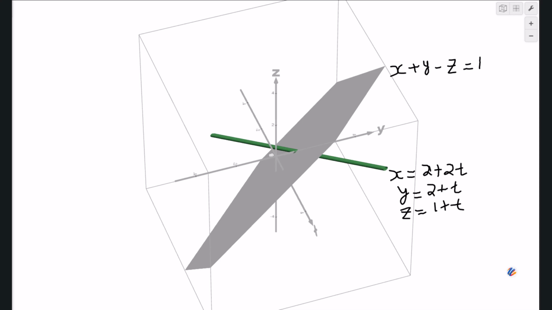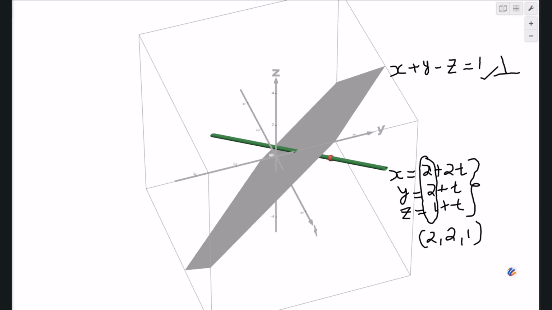So we are going to find the equation of a plane that contains this line, which is drawn in green, and sorry for making the line too thick, and is perpendicular to this plane with this equation. Now what you can note with the line is that it tells us that the point (2, 2, 1) is contained on the line.